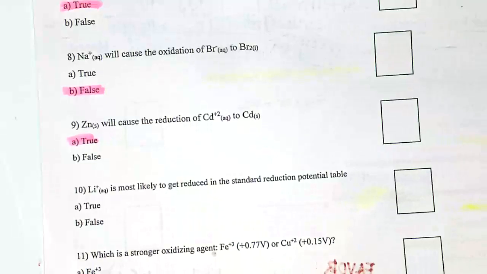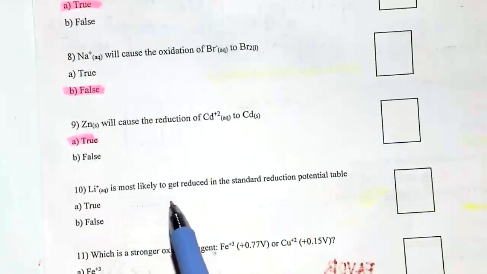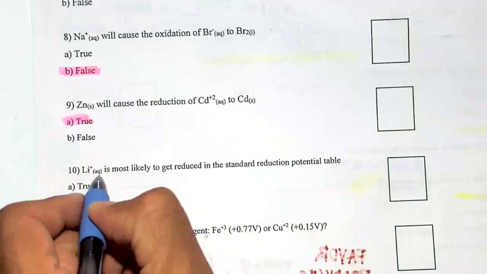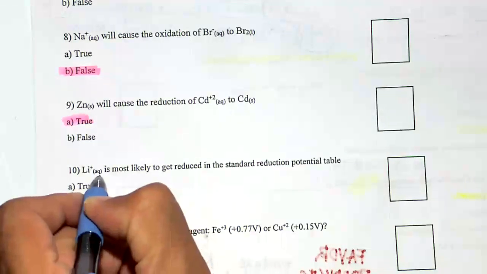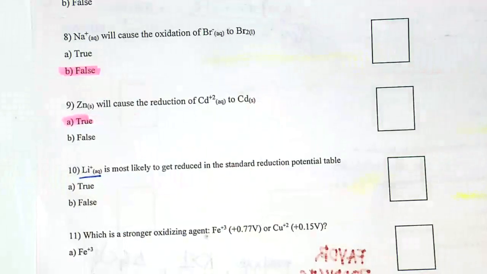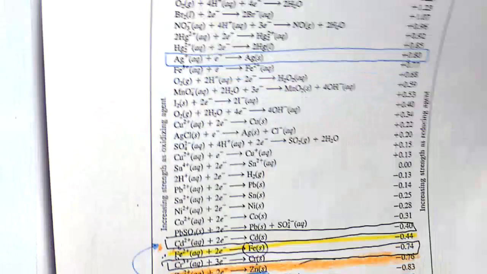All right, let's move on to the next one here. Lithium is most likely to get reduced in the standard reduction potential table. What do you guys think? Li plus, not Li, Li plus. Most likely to get reduced. True or false?